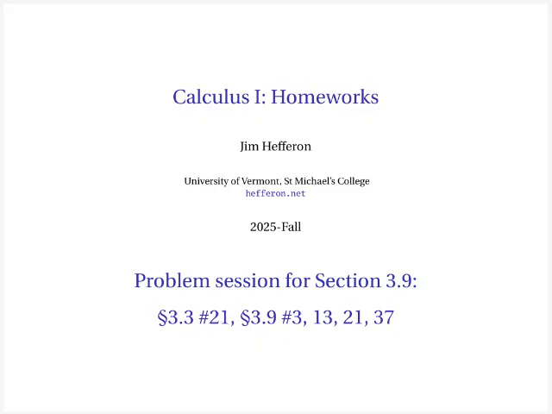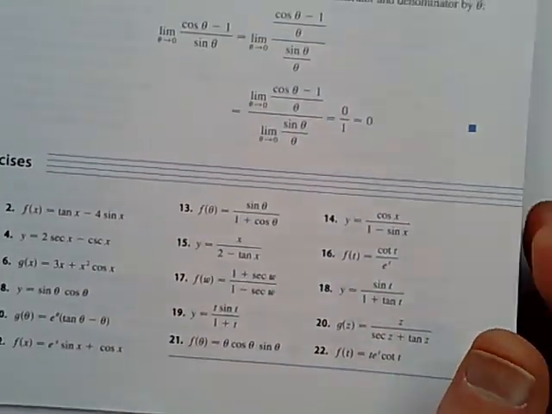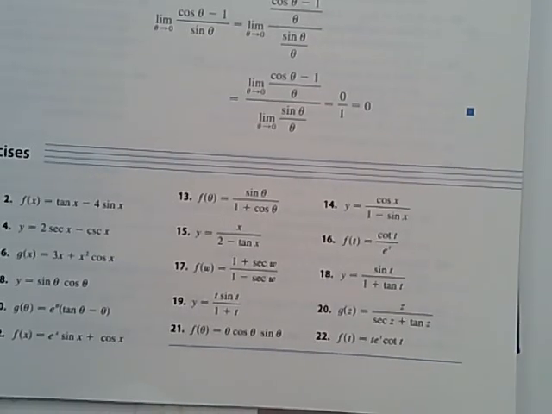Let's see then. The first problem is number 21 in section 3.3. Of course, I want to go back and revisit previous sections. Here we go. It says f of theta is theta times cosine theta times sine theta. So we'll have a whack.